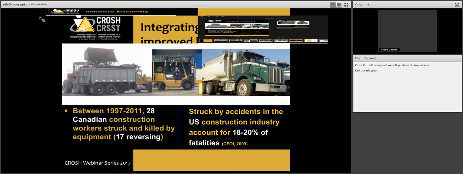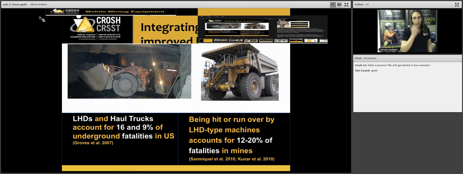Reverses and backing up is problematic. In the mining industry, which, as I said, was where a lot of my research started and still exists, LHDs and haul trucks account for 16% and 9% of underground fatalities. That's some U.S. data. Similar statistics would be found for Canada as well as across the world.